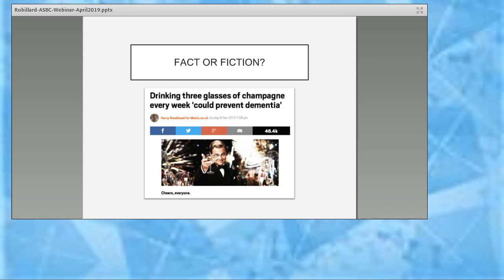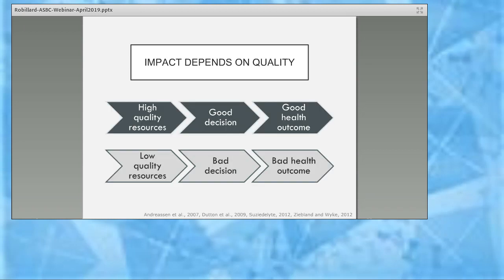So how do we make sense of all these different headlines and of all the information and of the impact this information can have? So if we go online or if we go into the newspaper and we encounter high quality information, we're more likely to make a good decision, like start an exercise program, and end up having a good health outcome, feeling better, lowering our blood pressure.